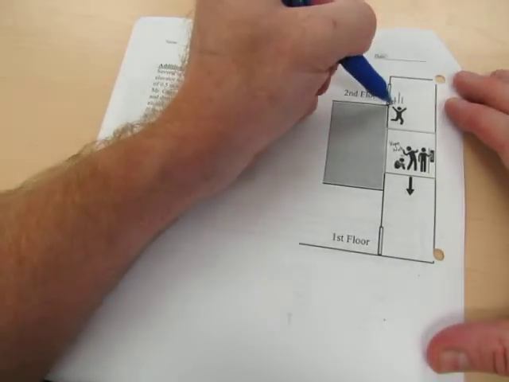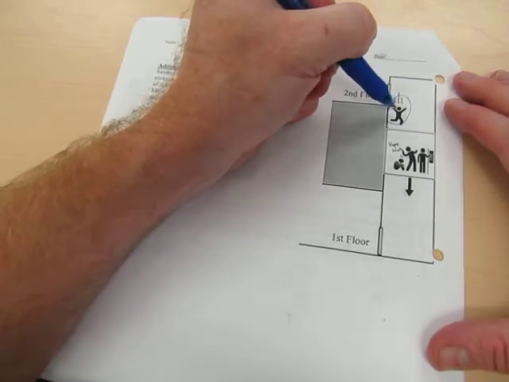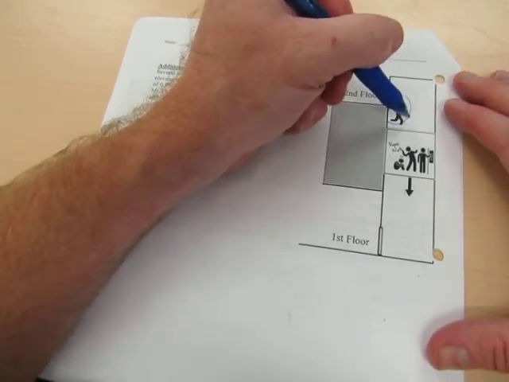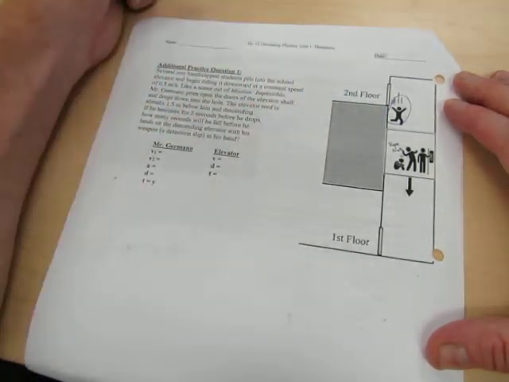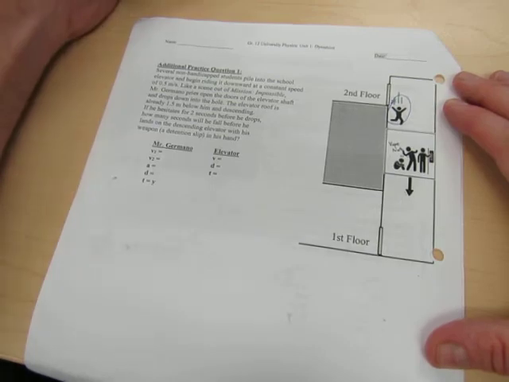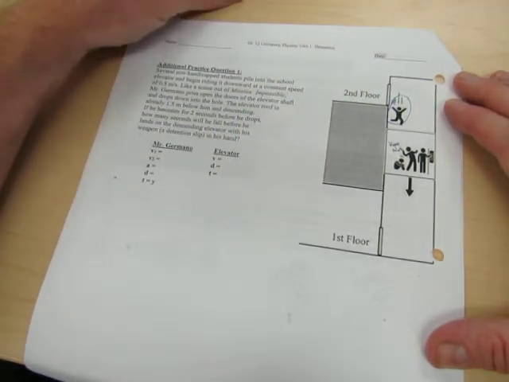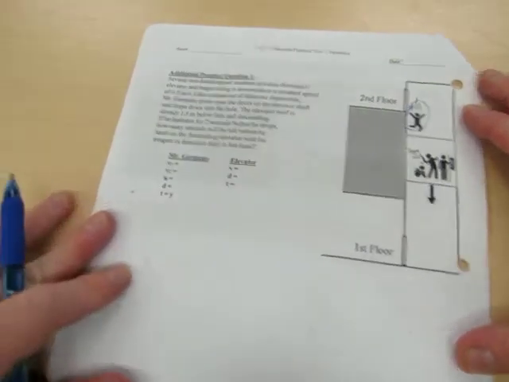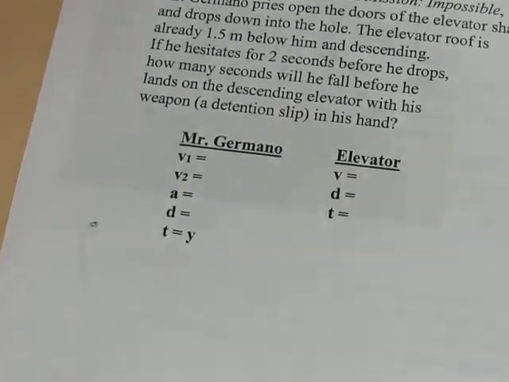So Mr. Germano is going to be an accelerating object that's free falling faster and faster and faster. And actually in this case, I thought all of these questions were going to be two accelerating objects. Not in this case. The elevator is descending at constant speed. So let's design the givens list together, and then you can work out the actual solutions and check them out.